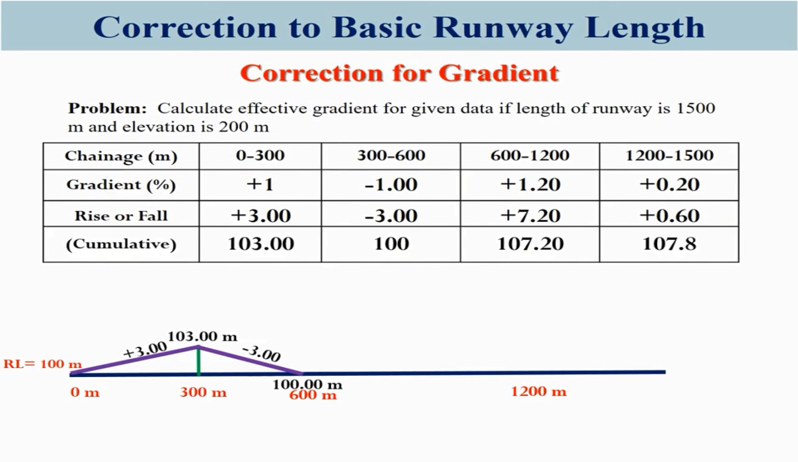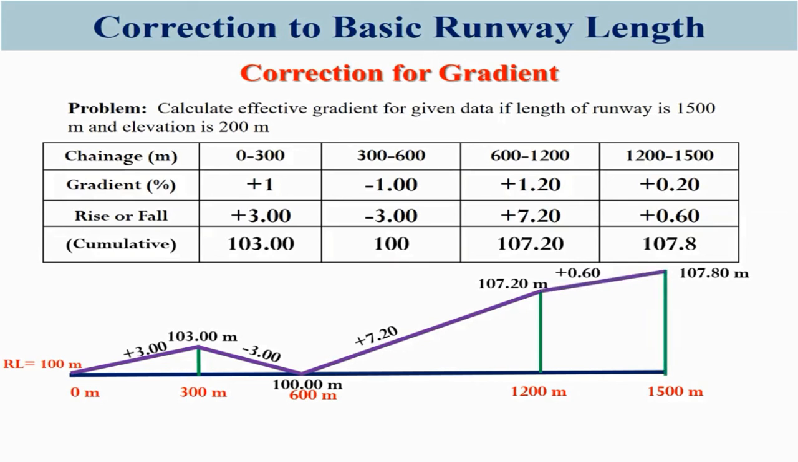Now when you have reached 1200 meter, you got a rise of 7.20. So over this course of 600 meter, you are having a total rise of 7.20. So from 100, which is at 600 meter, you get an elevation of 107.20 meter. At this point, this is the total elevation. Now for the last 300 meter, you are having an ascending slope of 0.60. So you will add 0.60 to the 107.20. You will get a value of 107.80. So this is your final value.